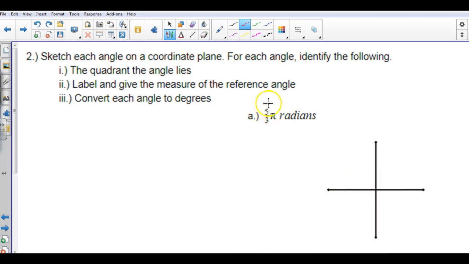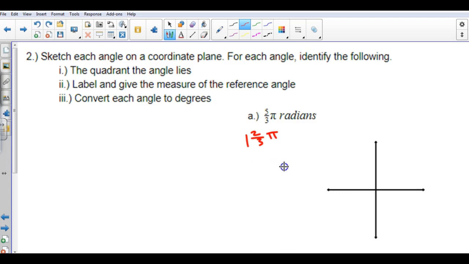know we are going 5/3 of a pi. So this is a full pi. So anything more than that, when you have an improper fraction like this, I would recommend writing it as a mixed number. So what this means is 3 goes into 5 one time with a remainder of 2. So I'm going 1 2/3 pi.